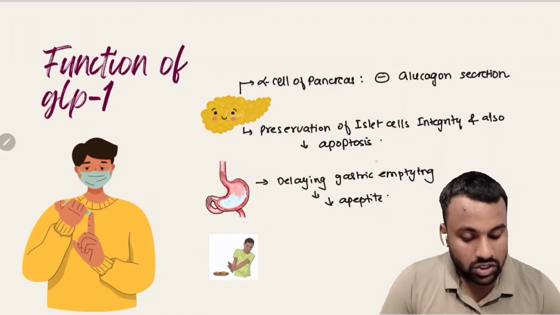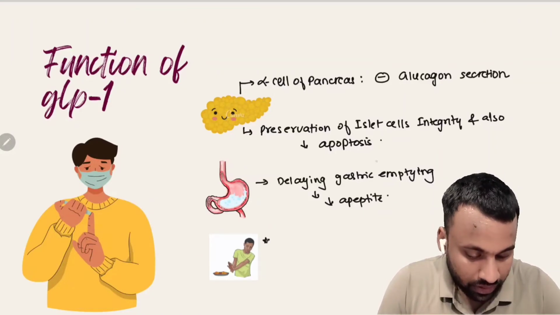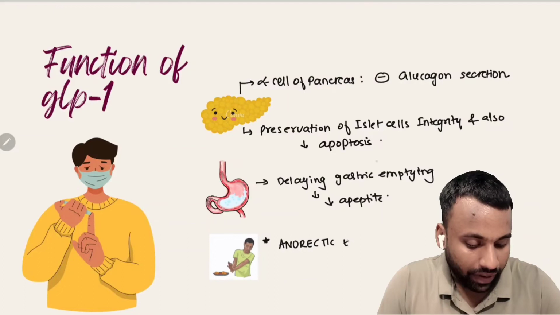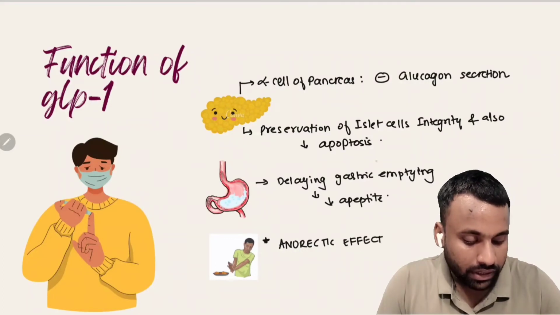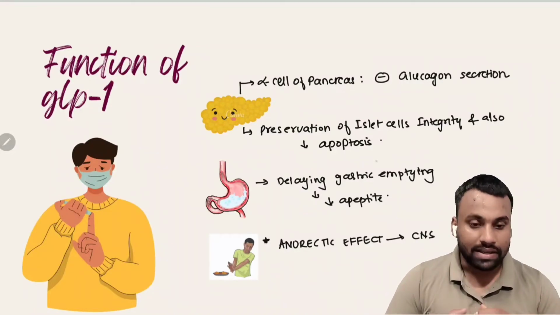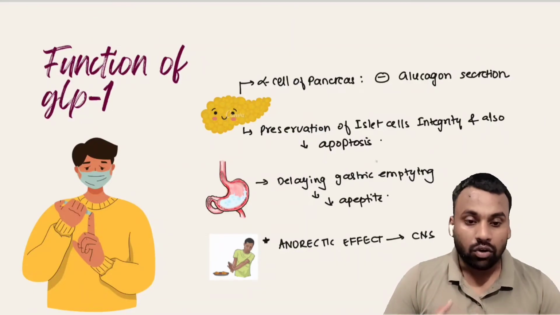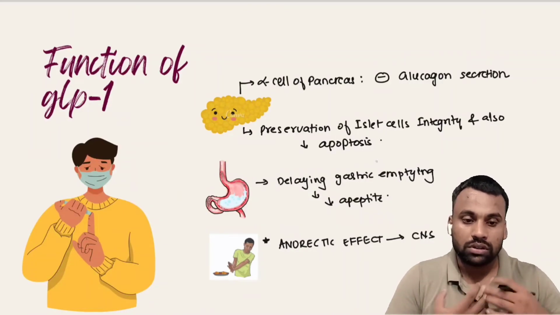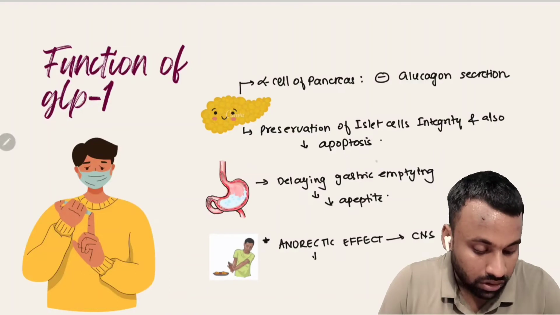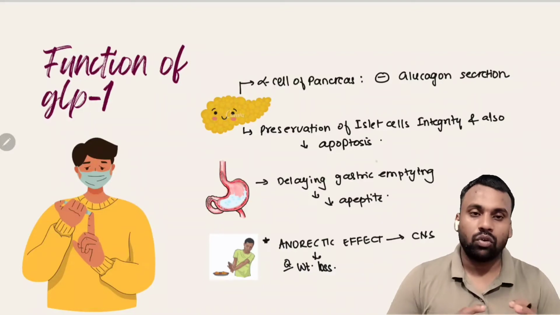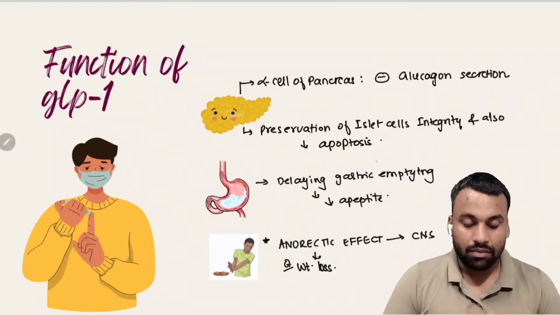And another most important feature is the anorectic effect. This anorectic effect is mainly on the CNS, and due to it the patient has decreased appetite, resulting in lower food consumption, and due to this lower food consumption the patient may present with what? Weight loss. So this is the main role of this enzyme, GLP.